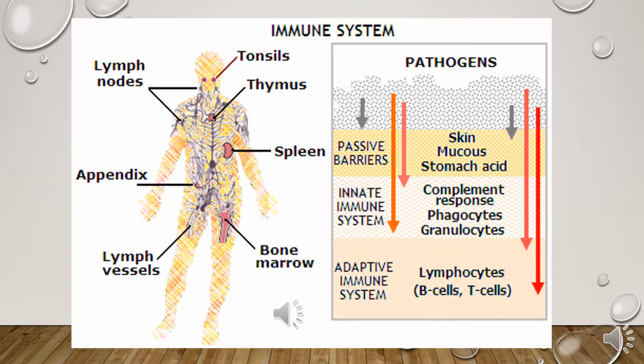On the other side, we talk about some of the pathogens. We do have passive barriers that the body uses to keep out the bad germs. That would be the skin, the mucous membranes, and the stomach acid. We have the innate immune system, which is the complement response system, the phagocytes, the granulocytes. And then finally, we have the adaptive immune system, which is the lymphocytes, the B cells, and the T cells.